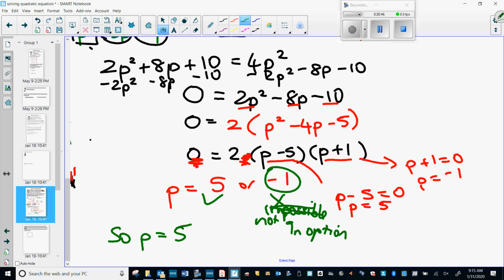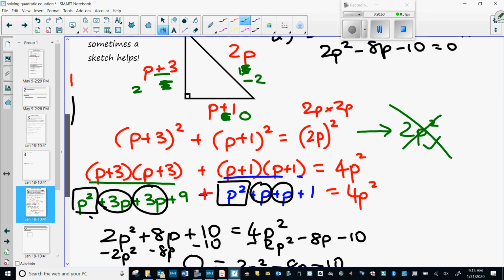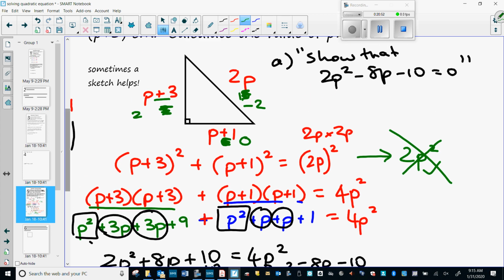Like in what situation? Well, if we had here p plus 7, p plus 9, and p plus 15, you'd get whole numbers for all of them, so that's fine. So I'm not saying it's never an option, but the majority of the time the negative values would not be the option. Okay.